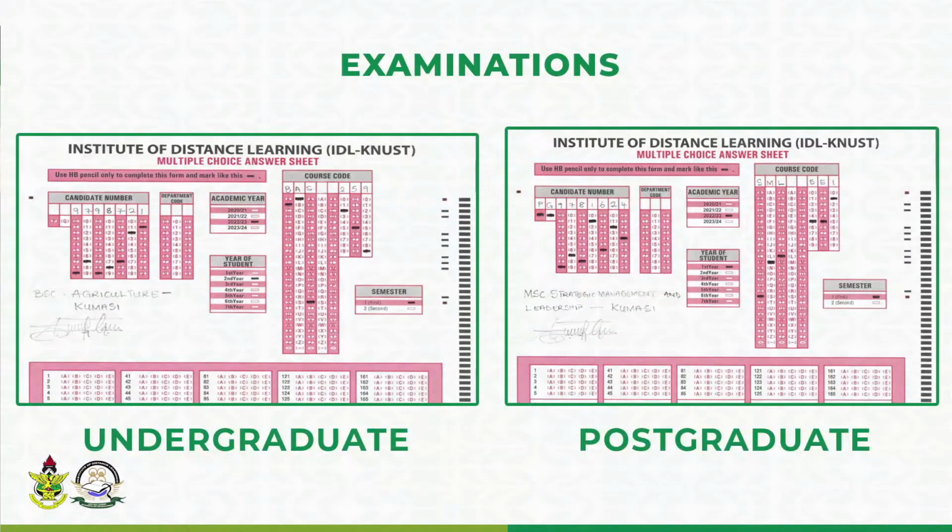Remember, machines mark the scannable sheets, and so wrongly shading the scannable can lead to your script being rejected. Also, there are sometimes issues with identifying scannable sheets. So in some instances, you'll be required to write your program and sign the scannable sheet so that, in case of the need to identify your script, that can be used.